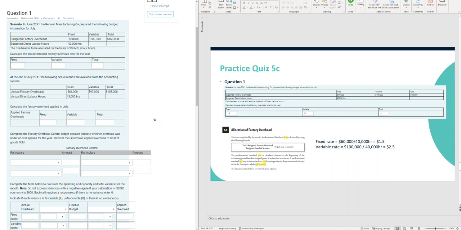So the next, they actually give you the actual number of hours and the actual number of costs. The following actual results are received, and then now ask you to calculate the applied factory overheads. I guess that's based on the actual hours. What your answer should be.